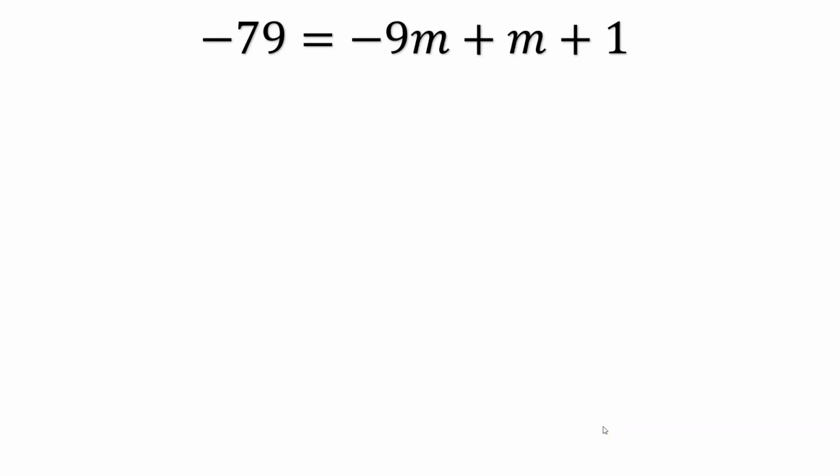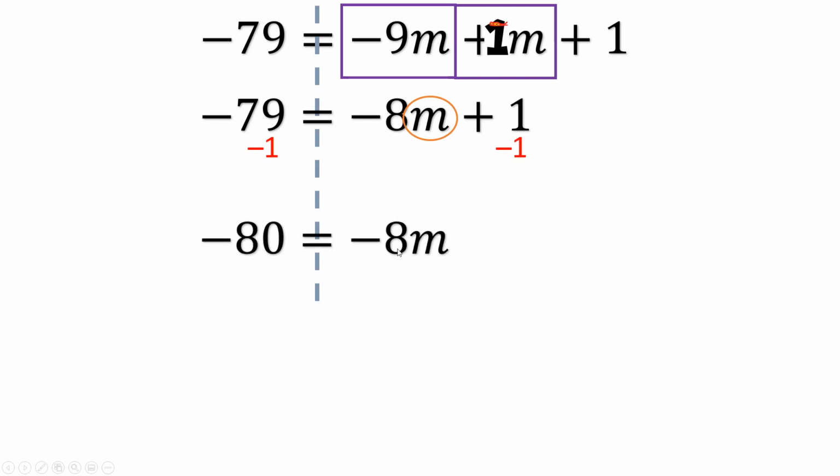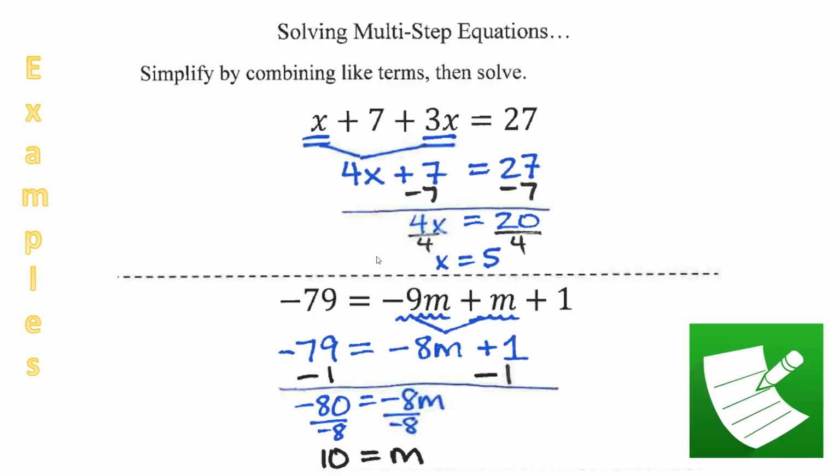Here's another one for us to try. So we want to simplify our like terms first. Negative 9m plus m. This is a ninja one also, so we subtract and get negative 8m. Now we have a two-step equation, so we want to get rid of the plus 1 by minusing 1 on both sides. And now we need to undo negative 8 times m, so we're going to divide by negative 8, and it would be m equals positive 10.